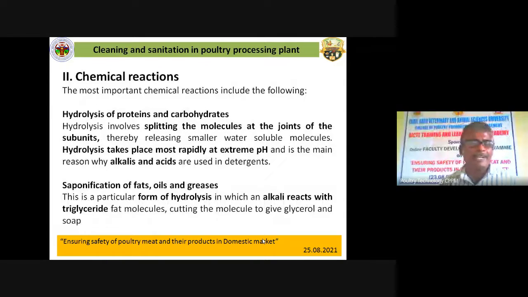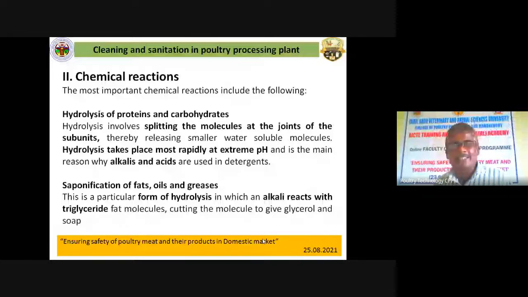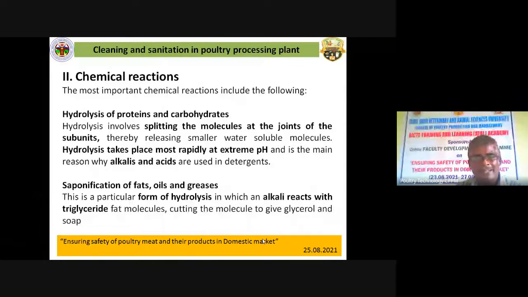One of the chemical reactions involved in cleaning is hydrolysis of protein and carbohydrate. As I already told you, the soil is nothing but made up of organic matter. The organic matter is nothing but your protein and carbohydrate. So what happens is, when the cleaning procedure is taking place, some of the compounds present in the detergent will ensure the hydrolysis of protein and carbohydrates.